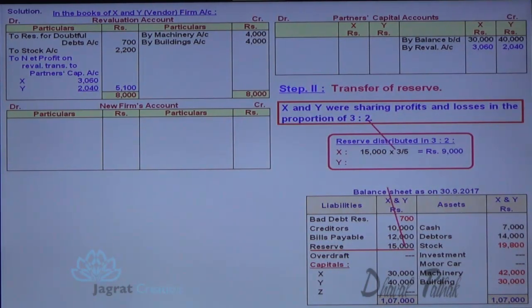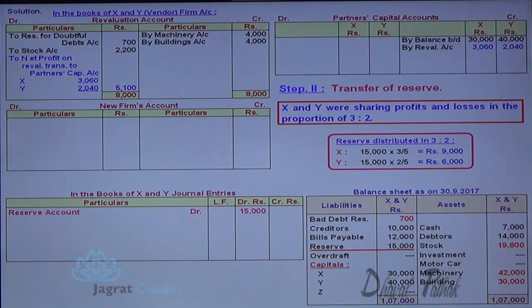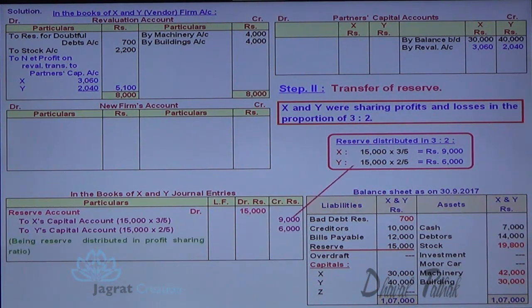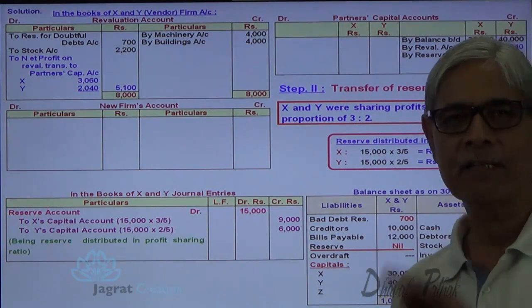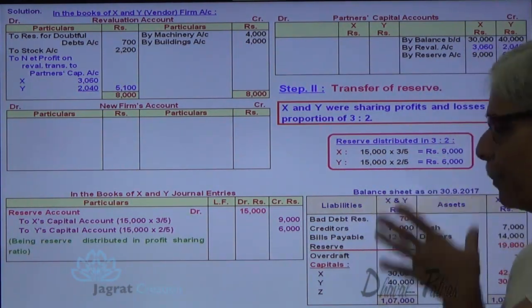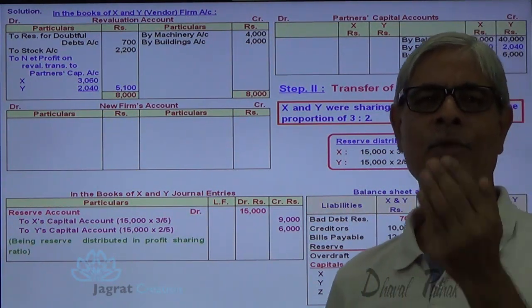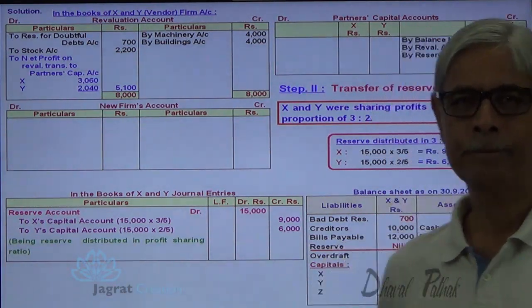15,000 into 3 by 5, 15,000 into 2 by 5. Journal entry: Reserves account debit to X capital, to Y capital. Capital accounts are credited for that. This is how step 2, transfer of reserves, is done. Because reserves are not sold to the new company, here I am going to prepare the balance sheet that is ready for sale to the new company.